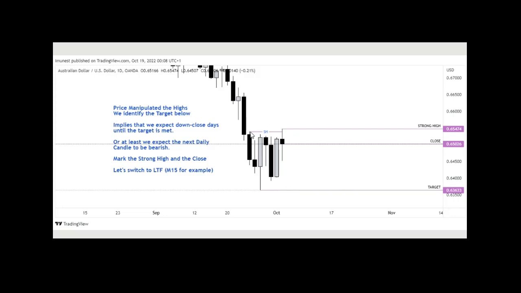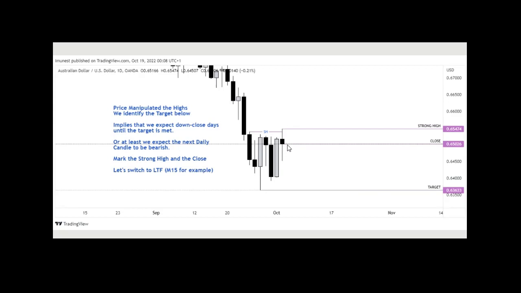We can also notice that we have a fair value gap here, which the price traded into for this manipulation. Those are added confluences. That implies that we expect down-close days until this target is met. So we expect the market to be trading lower until we take out this low, or at least we expect the next daily candle to be bearish.